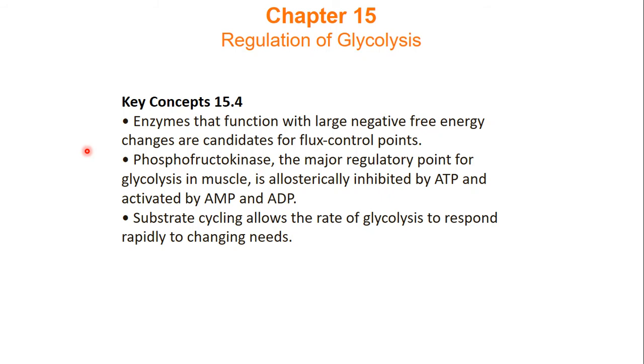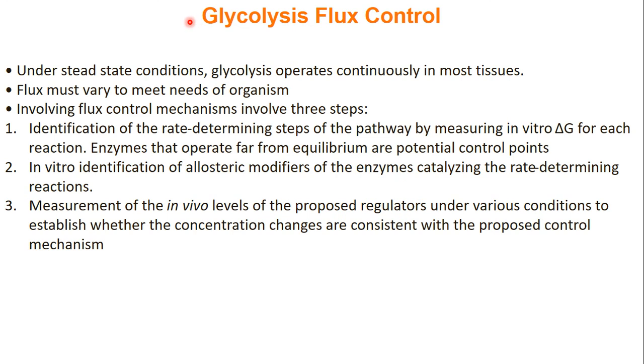In this video, we're going to look at how glycolysis is regulated. So we need to go back to the idea of flux control that we talked about in a previous video. And flux, if you remember, is just how much stuff, or in this case glucose, is flowing through glycolysis. Under steady state conditions, glycolysis operates continuously in most tissues. It's always going on. What's changing is just how fast it's going. So this flux has to change based on the needs of the organism.